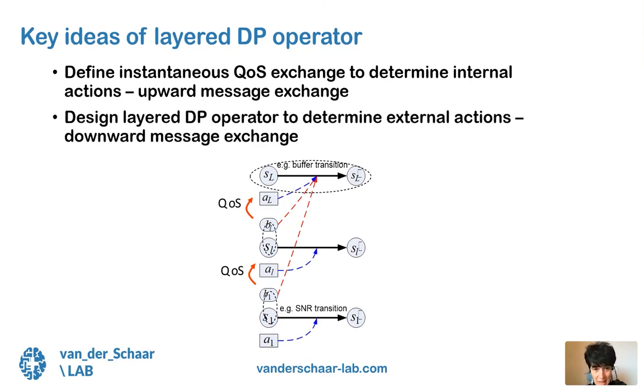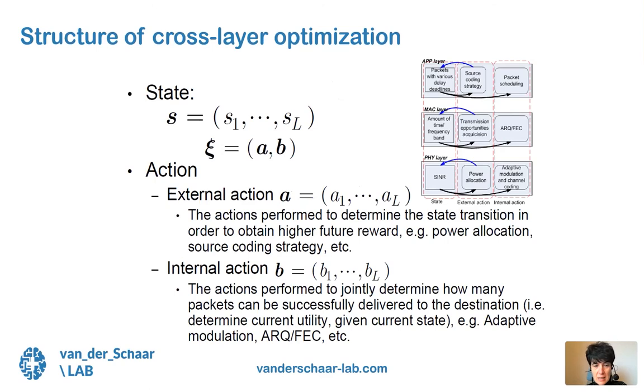Then the higher layers are going to determine external actions, which are going to be the downward messages, which are going to communicate to the lower layers the desired operation point, the desired quality of service selected by the higher layer in order to maximize its long-term utility, which will determine what quality of service is required from the feasible set by the lower layers. This is highlighted also here.